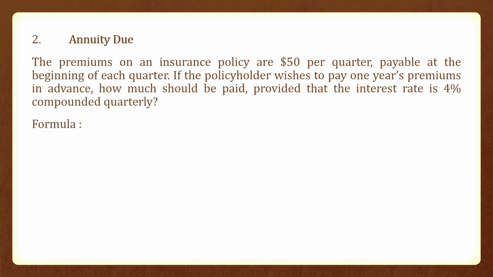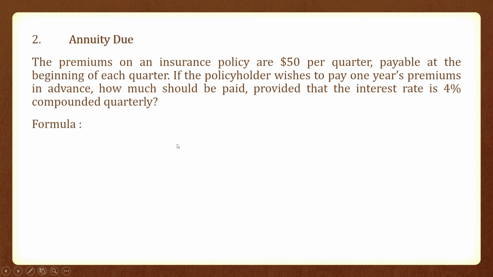The next question is, the premiums on an insurance policy are $50 per quarter, payable at the beginning of each quarter. So at the beginning of each quarter means annuity due. If the policyholder wishes to pay 1 year's premiums in advance, how much should be paid, provided that the interest rate is 4% compounded quarterly? The question does not state the value in the future, so we define it as a present value question.